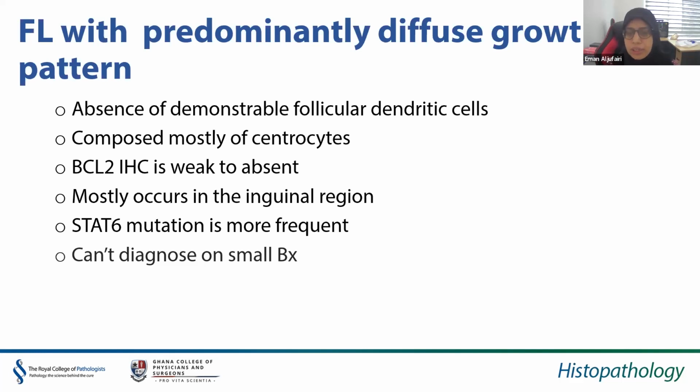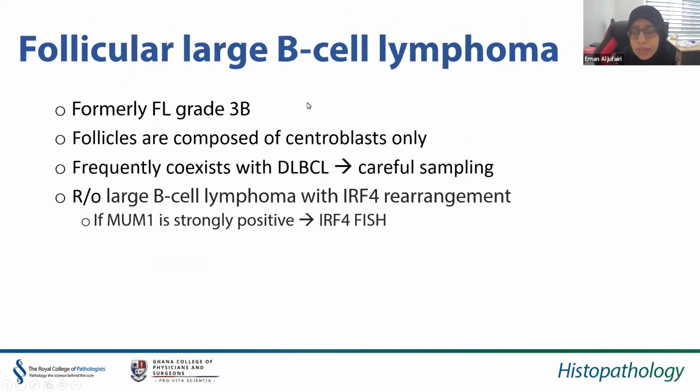Because any follicular lymphoma will have a part of it which is diffuse, especially in the interfollicular areas, you can't make this diagnosis in a small biopsy. You need an excisional biopsy to make sure that there is no follicular pattern at all to give it this group. And then the last one is follicular large B-cell lymphoma.